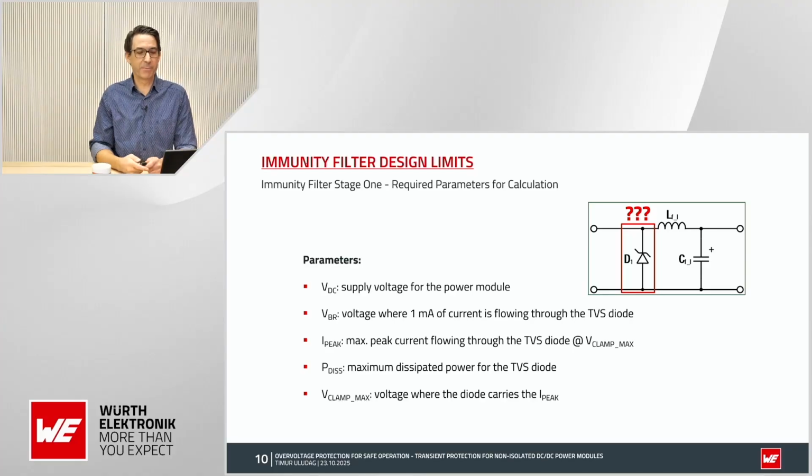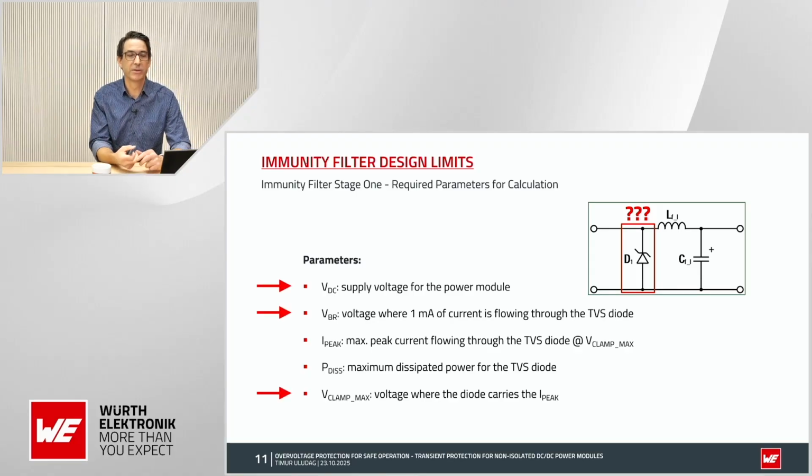The shown 5 parameters are often referred to in several lectures, books, and other webinars for selecting an appropriate TVS diode. It starts with the supply voltage for the device that's going to be tested, the breakdown voltage we have here, the maximum peak current, the power dissipation, and the maximum clamping voltage, where the diode carries the peak current.